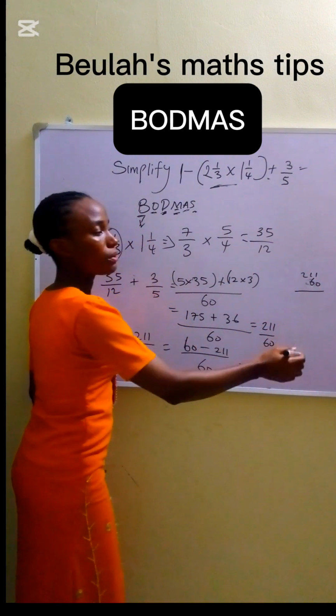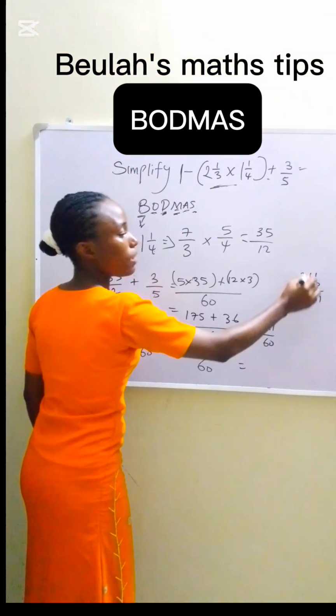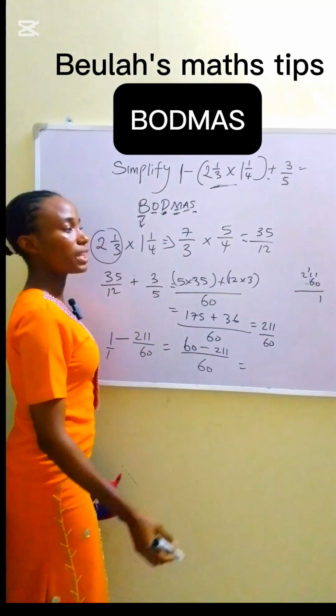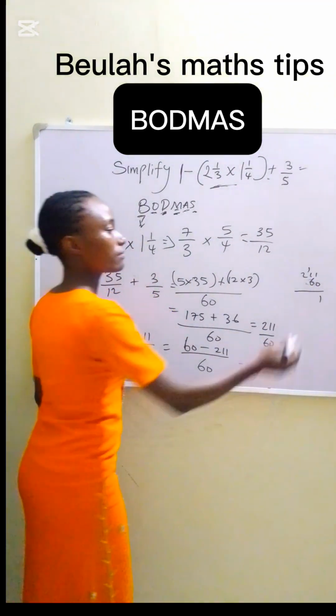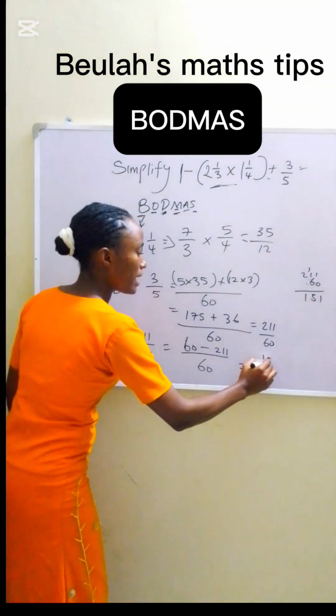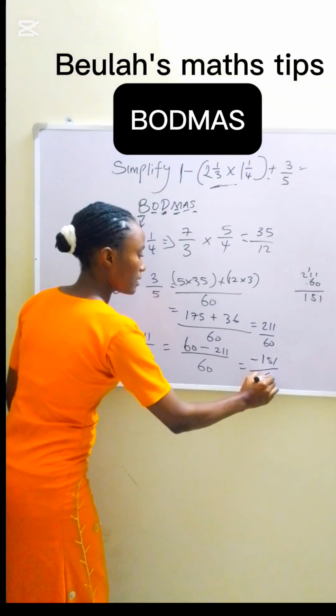Can 1 take away 0? 1 minus 6, you cannot take 1 from here. That's 11. 11 take away 6 is what? Is 5. So here remain 1. So the answer is going to be minus 151 over 60.